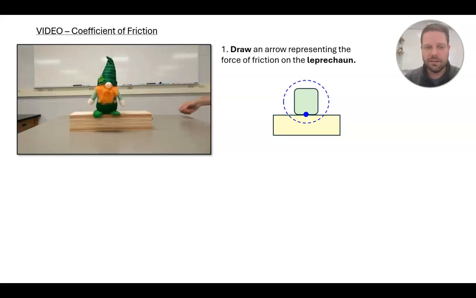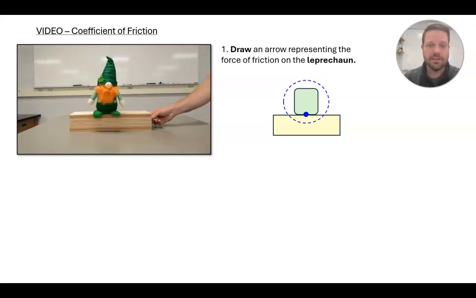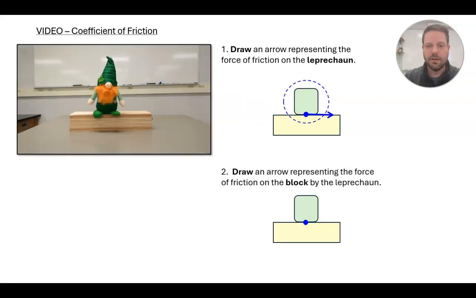That point of contact is between the leprechaun's bottom and the wood block. Now if it slides to the left on top of that wood block, then notice we're going to have a frictional force that goes opposite the way it slides. Let's rewind it. Again, it's going to slide to the left, which means friction is going to point opposite the way it's sliding. And then he falls off. So the leprechaun has a frictional force to the right.